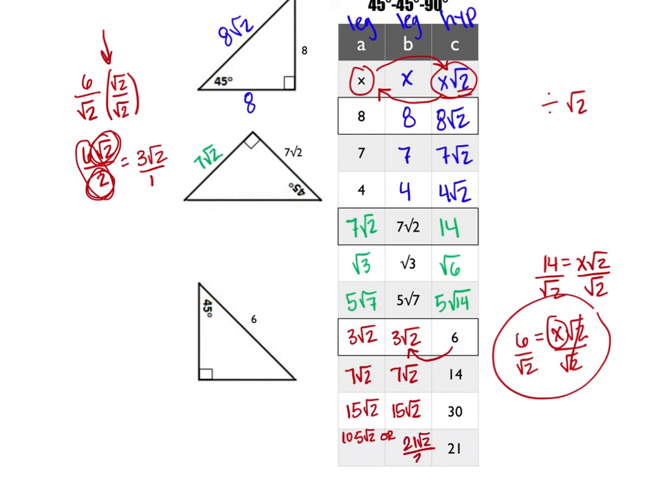Root 2 over 2, or 10.5 root 2. You'll see it both ways.